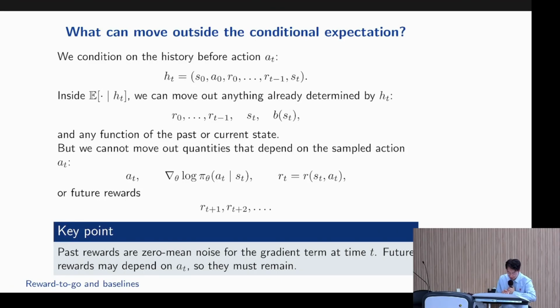So the takeaway is that past rewards are zero mean noise for the gradient at time step t. Future rewards may depend on action AT, so they must remain. At time step t, action AT has no influence over the previous rewards, but has influence over the future rewards. So these can move outside the expectation, but not these.